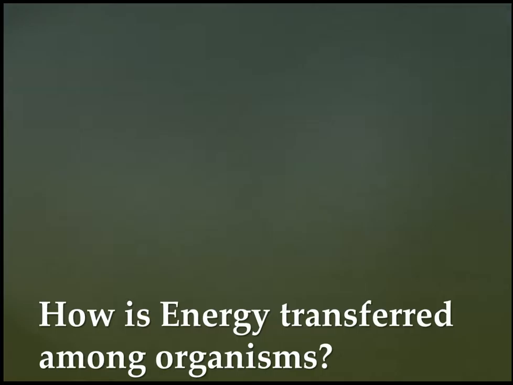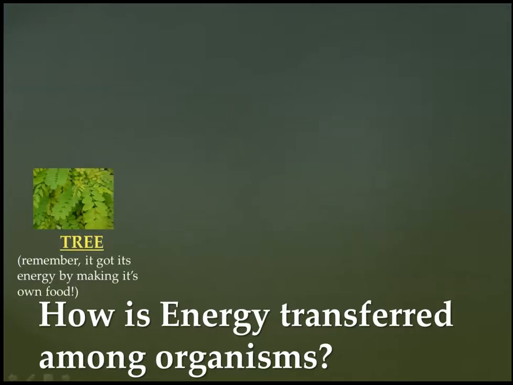Ooh, that warthog. He gone. Okay, so now we're going to talk more about how energy is transferred among organisms. So we know organisms need energy to survive, but how is that energy traveling through different organisms? Well, we show this traveling of energy and the flow of energy with something called a food chain. A food chain must always start with a producer, like a tree. Remember, it got its energy by making its own food. So now the tree is full of energy that it made.